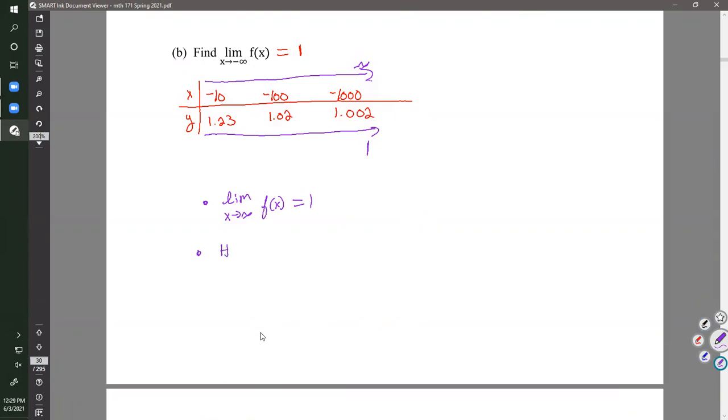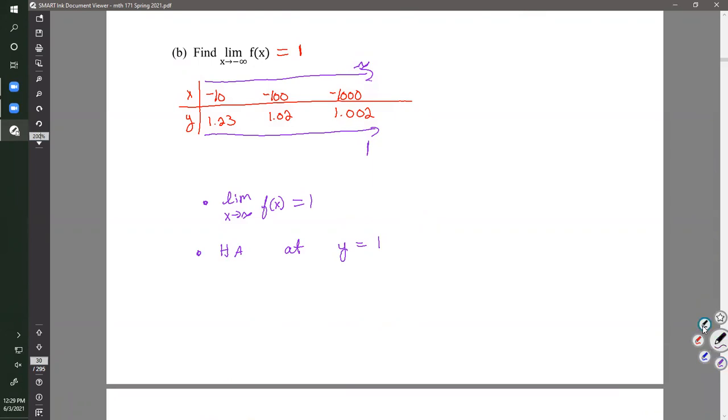So horizontal asymptote at y equals 1. And so that limit statement and that horizontal asymptote statement, they're the exact same thing again.